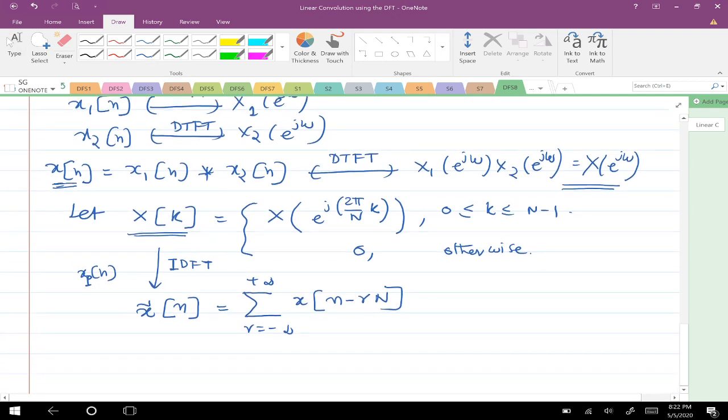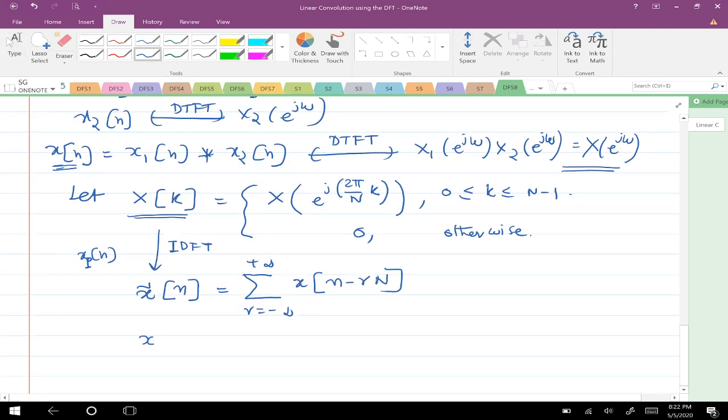Now you take one period of this sequence, and that would give you the inverse DFT, in fact. What you get is a periodic sequence. Then you take one period of it, that would give you x tilde of n.